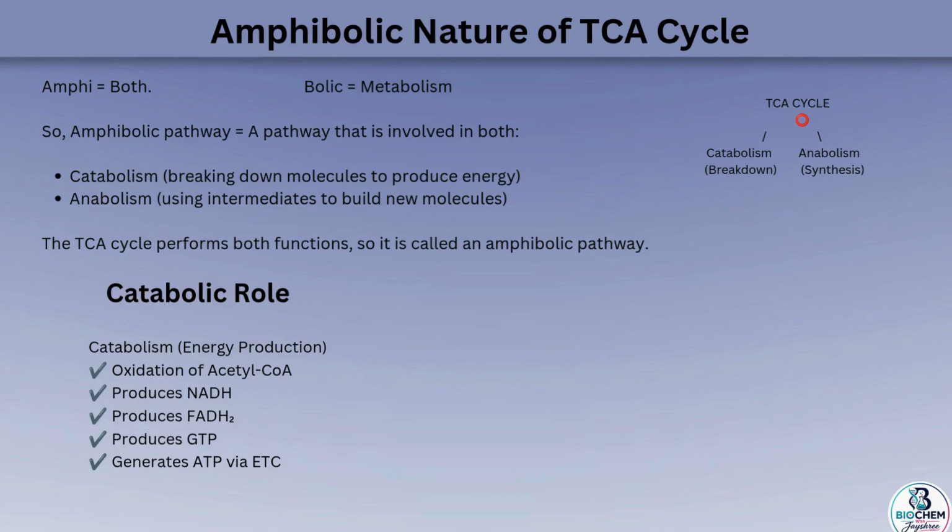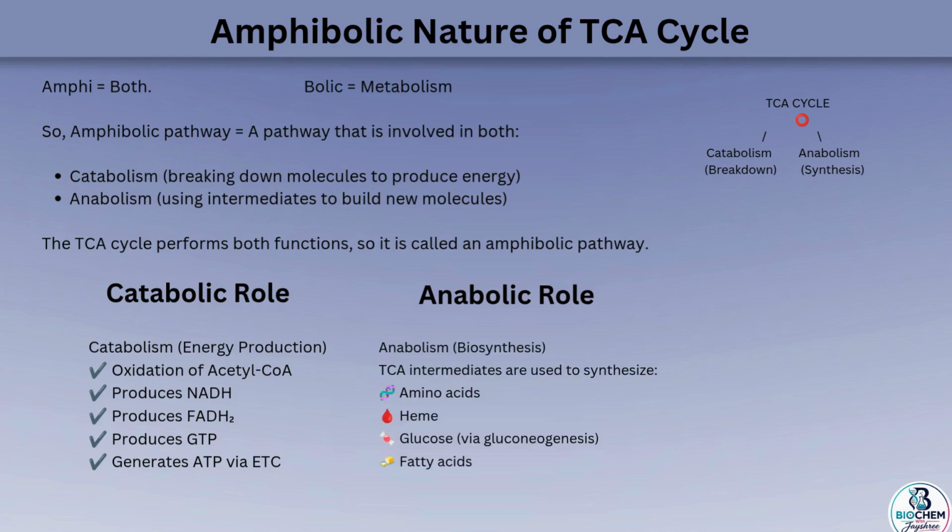So in catabolism, the main function of the TCA cycle is energy production. Now let's see the anabolic role. The intermediates of the TCA cycle are not only involved in energy production, they also serve as precursors for the synthesis of many important compounds.